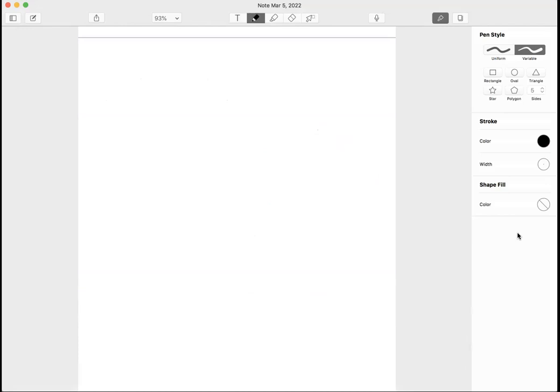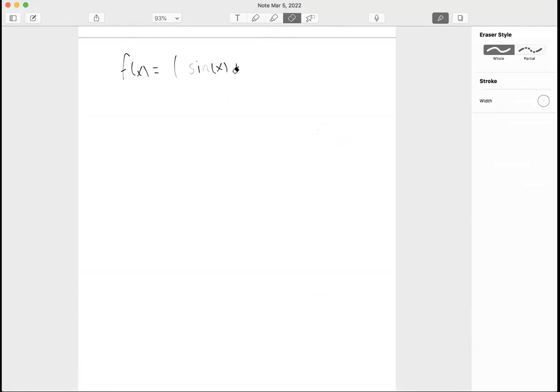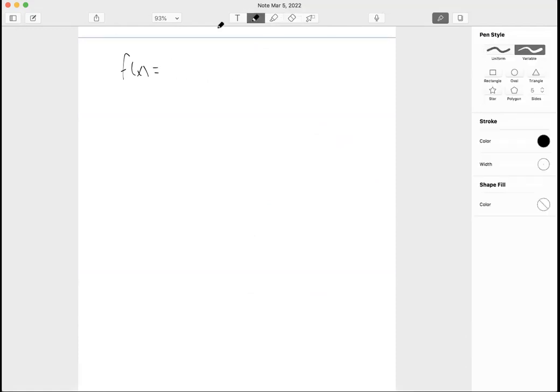Let's say you have f of x is equal to sine, or sorry, let's do 1 plus sine divided by x plus cosine. So just another quotient rule.